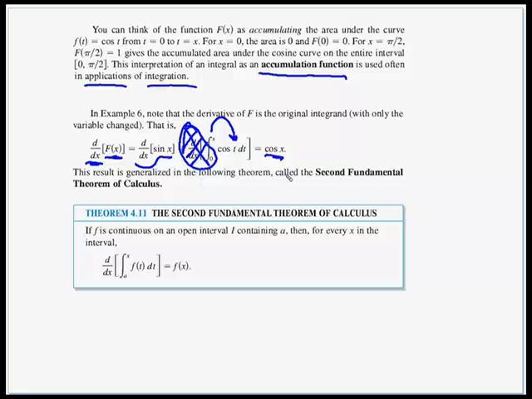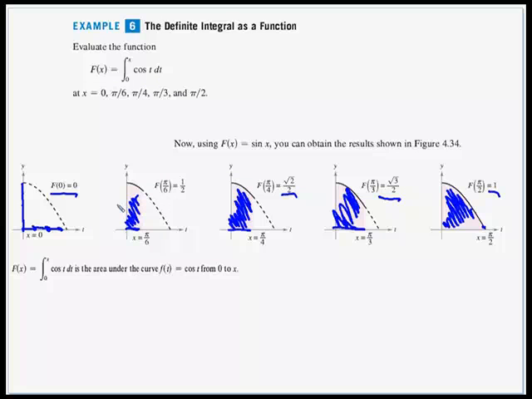This result is generalized in the following theorem, the second fundamental theorem of calculus. So if f is a continuous function on an open interval I containing a, then for every x value in the interval, the derivative with respect to x of our integral from a to x of f of t dt is simply f of x. Again, it's almost like the derivative and integral cancel each other out. The upper limit x drops down into the function, and we just get f of x. And that's sort of what happened back here. Our x value just dropped down in here, and it became cos of x.